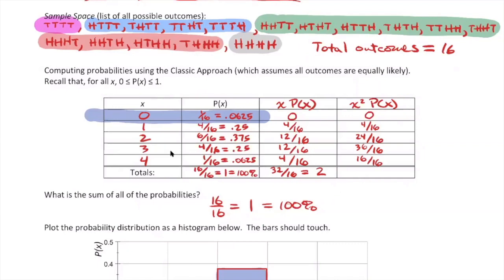And then we need to add those up. And let's see, 4 and 24 is 28. 28 and 36 is 64. 64 plus 16, I think, is 80, divided by 16. Anybody want to take a stab and write down what 80 divided by 16 is? Yep, 5. Thanks, Susan.